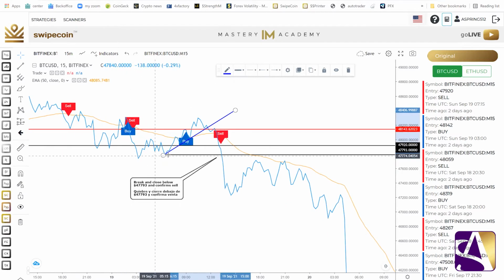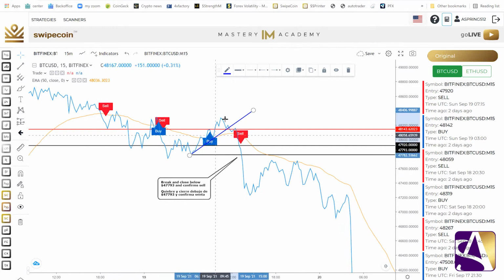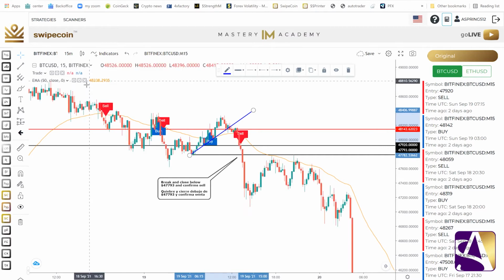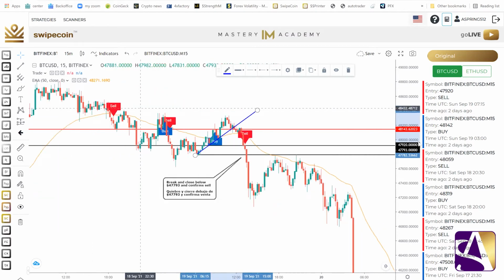We can also see in that same area, that's when we had a buy called also, and price was above this 50 EMA. It broke the EMA, came back, tested the EMA, and then ran up a little bit. So boom, we're gonna go back to our candles.